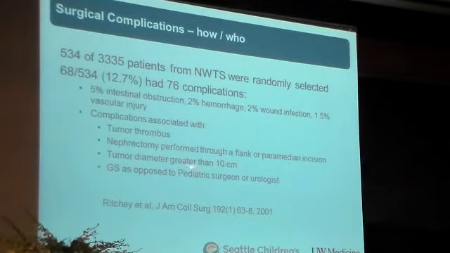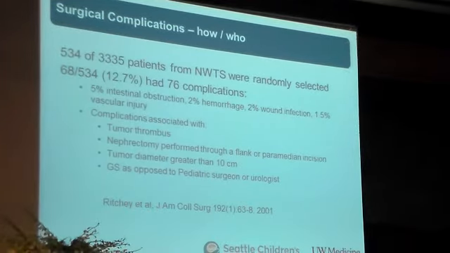And if the tumor diameter is greater than 10 centimeters, most of us would deem those tumors unresectable and treat with chemotherapy first. The other thing that was also interesting in this study was that if the nephrectomy was performed by a general surgeon as opposed to a pediatric surgeon or pediatric urologist, the complication rates were much higher.